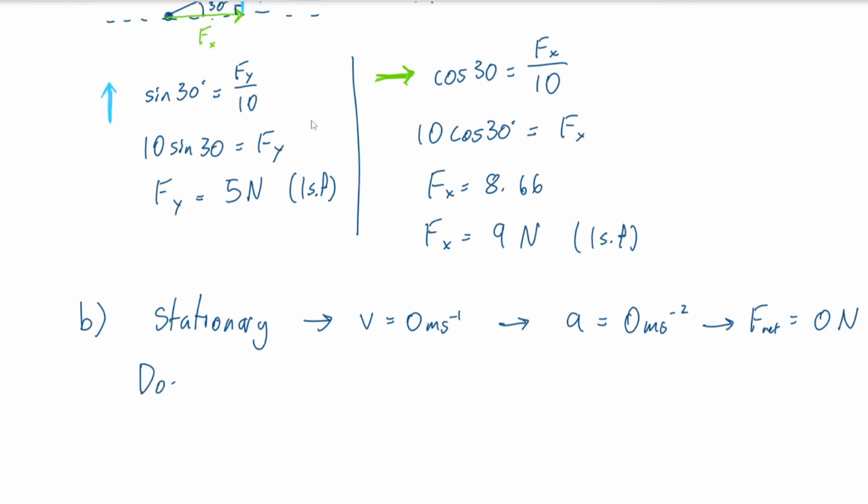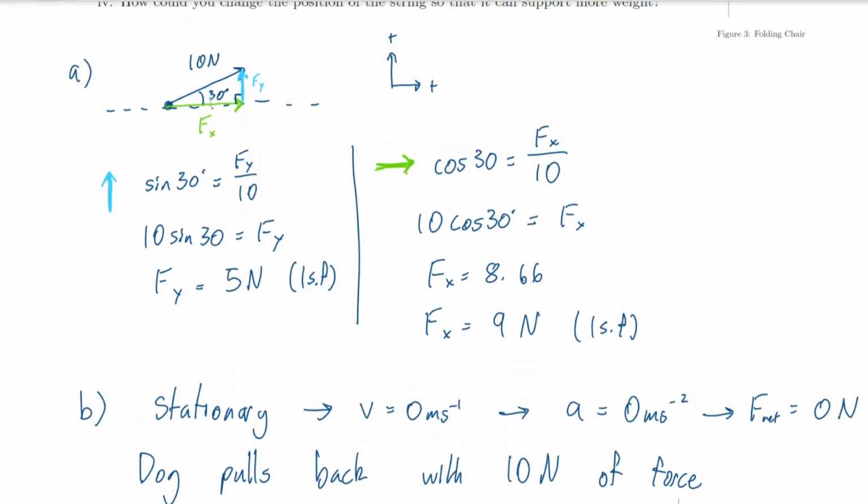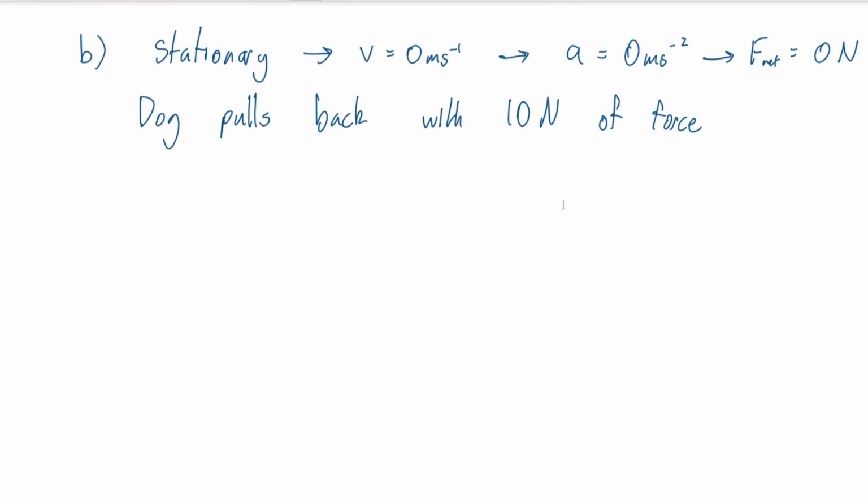So dog pulls back with 10 newtons of force. Instead of being 30 degrees, we would say, what is that, 30 plus 180? So that's 210 degrees. Let's just draw that on a diagram.